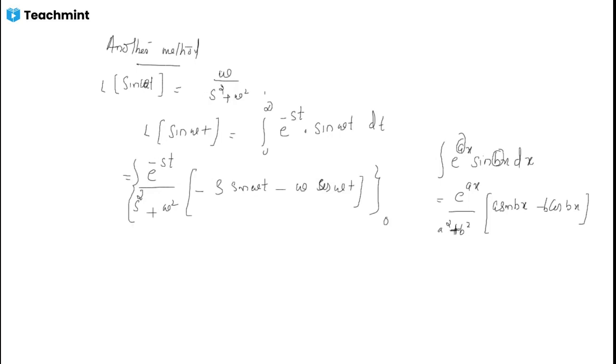E raised to minus infinity is 0, so the full upper term is 0. The lower limit is e raised to 0, which is 1, by s square plus omega square. Sin 0 is 0, so this one is 0. Cos 0 is 1, minus lower limit, minus minus plus omega. The answer is omega by s square plus omega square. Otherwise, you can use the integration by parts formula.